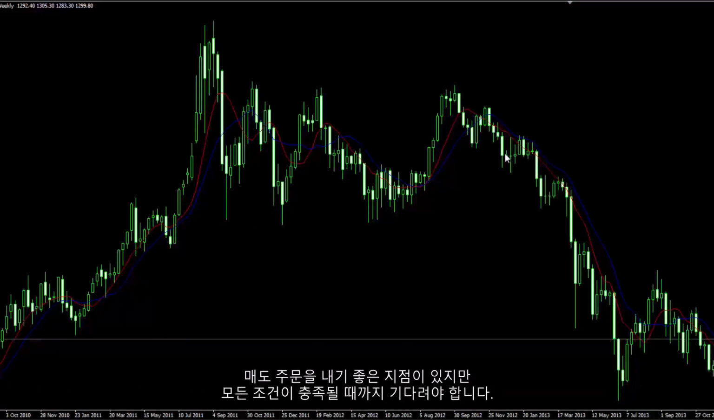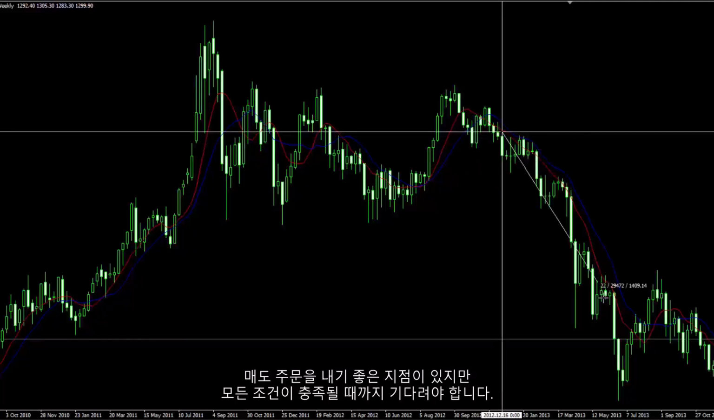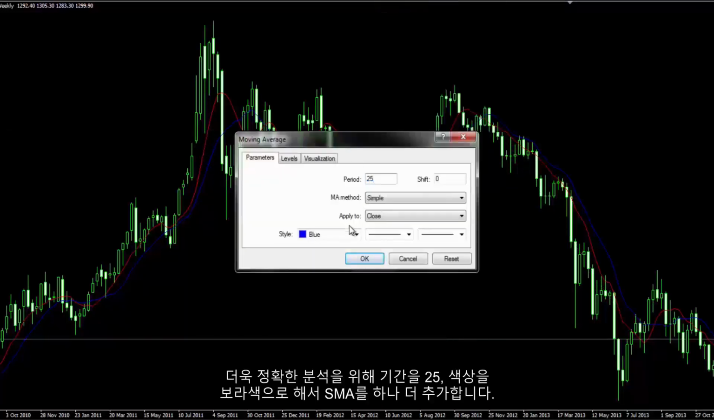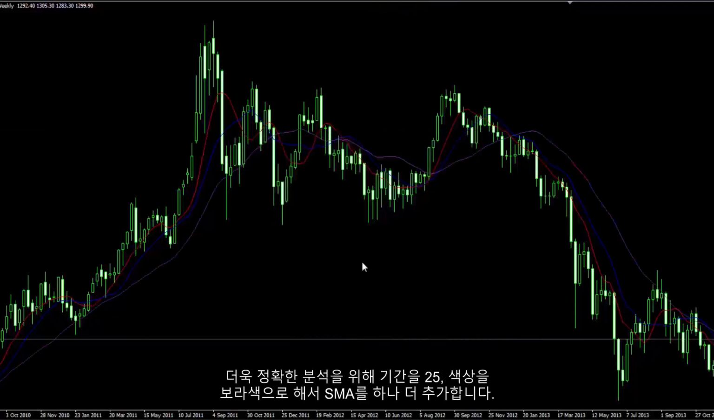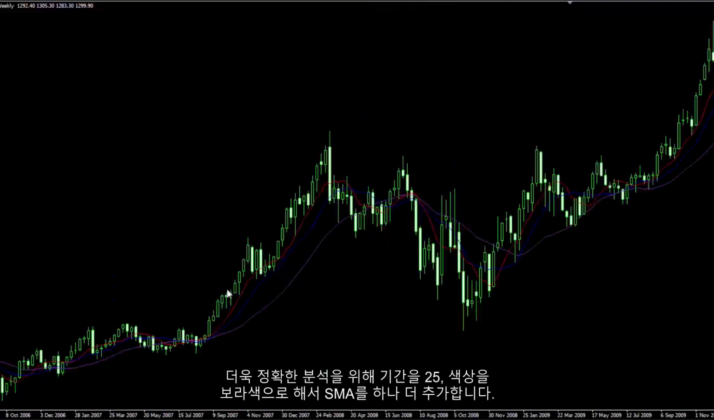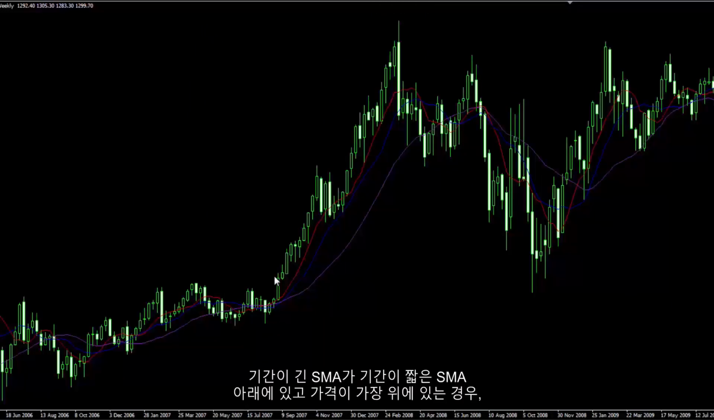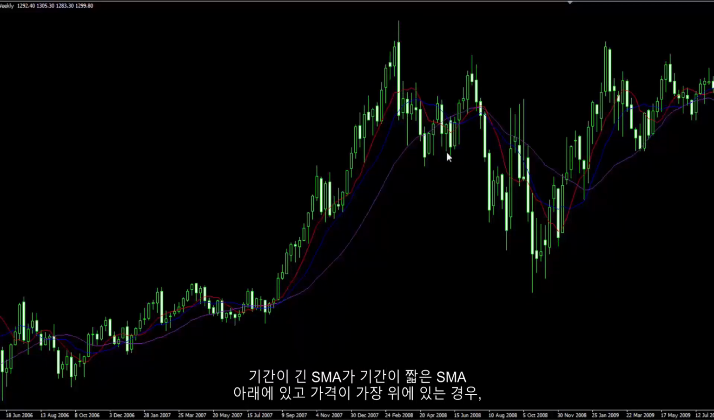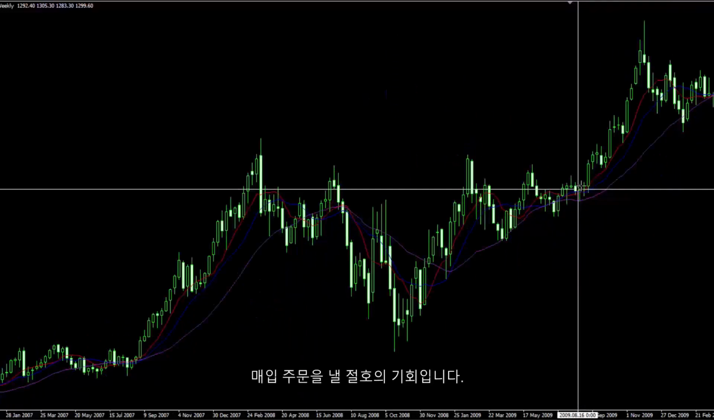For instance, there was a good opportunity for traders to place a sell order. However, they had to wait until all conditions had been fulfilled. Another SMA with 25 periods and dark orchid color can be inserted for more trustworthy indicators. Based on the principle, if an SMA with a higher period is placed under an SMA with a lower period, and the price moves higher than all SMAs, then there would be a good place to order a buy trade.